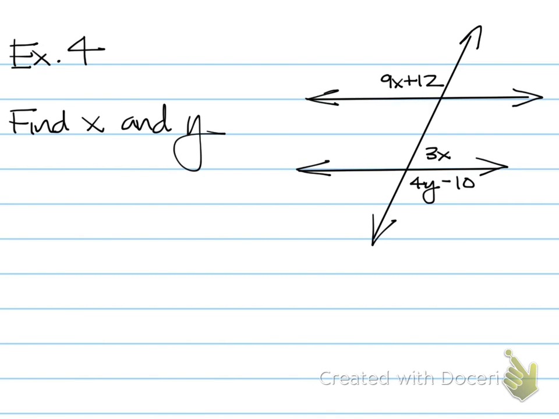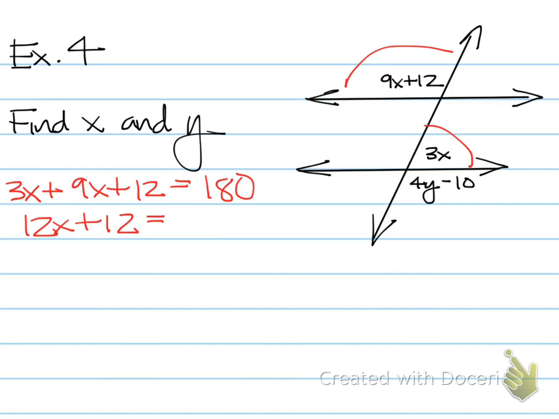In this example, we want to again solve for x first, since we have two expressions with x's in them. The angle that's adjacent to the 9x plus 12 is the same as the angle measured for the 3x angle. So if I just move that up, then I would have two adjacent angles that form a linear pair. So 9x plus 12 plus 3x is going to equal 180, since those two angles are supplementary. 3x and 9x is 12x. Subtract 12 from both sides, and then divide both sides by 12 to get x equals 14.